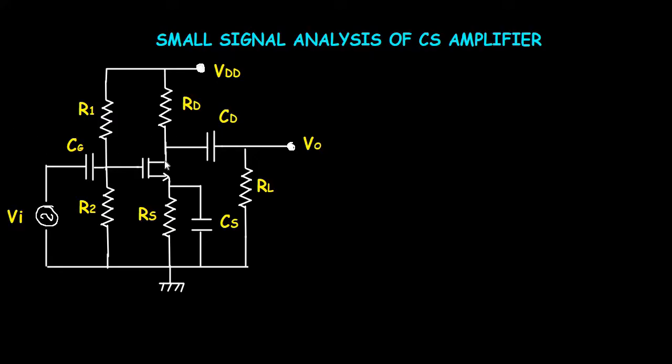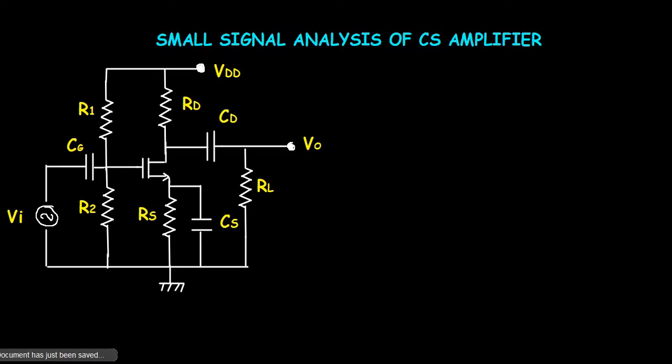Here I am explaining the mid-frequency analysis of this common source amplifier, so the reactance of the coupling capacitors is assumed to be small enough that they act as short circuit. Also, in mid-frequency analysis we are not considering the inter-electrode capacitances, because they act as open circuit in mid-frequency analysis.